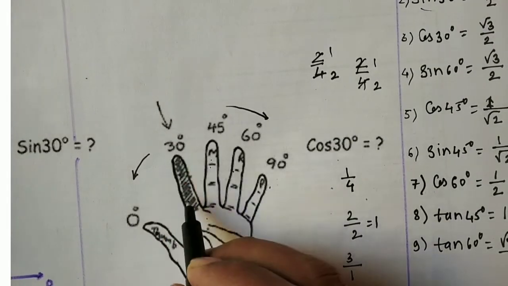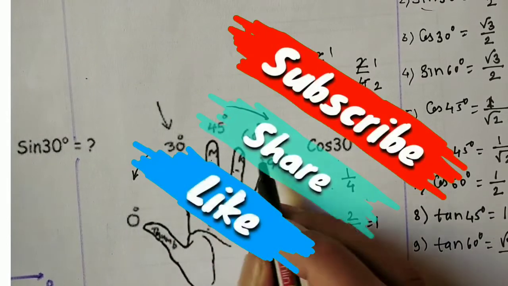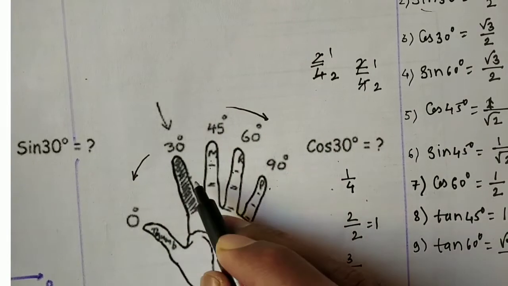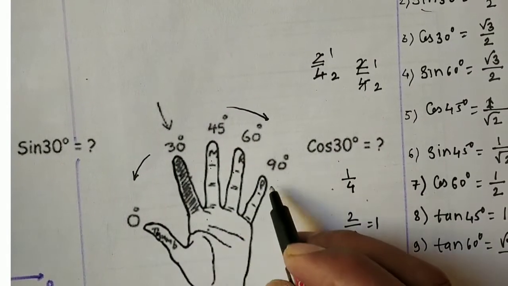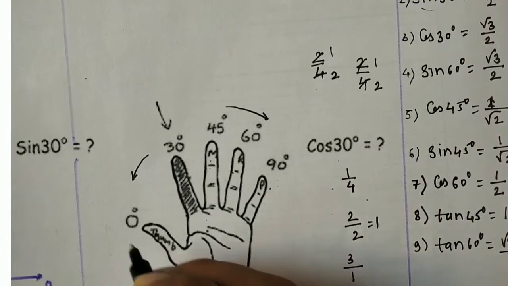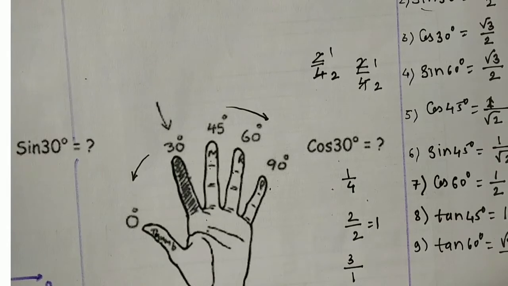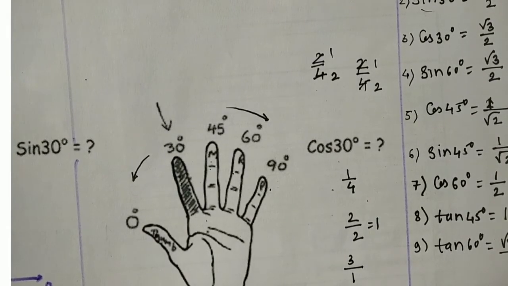So this is the 30 degree finger. For cot, we have to calculate how many fingers are remaining on this side, divided by the fingers on this side. For 30 degrees, how many fingers are here on the right hand side? 3 fingers. How many fingers are remaining on this side? 1, right? So 3 by 1. Take the square root, so root 3 by 1.